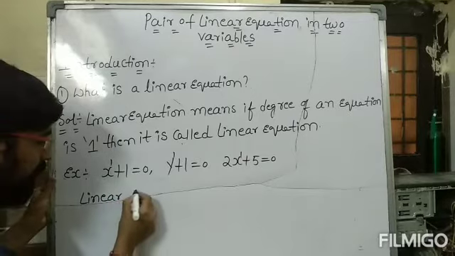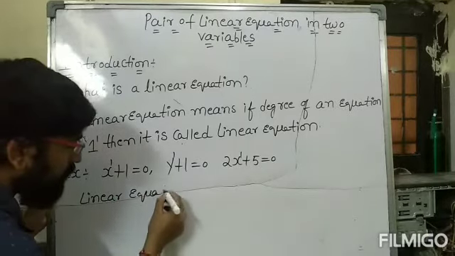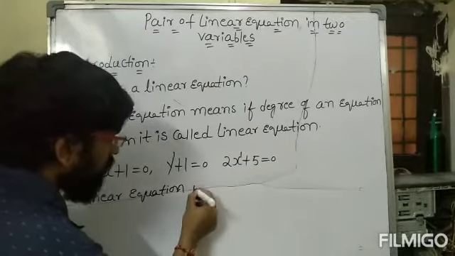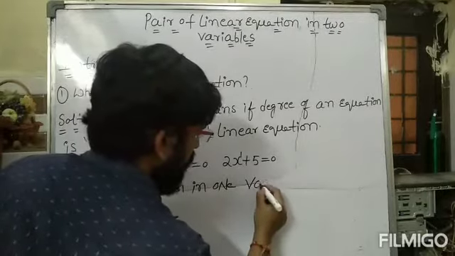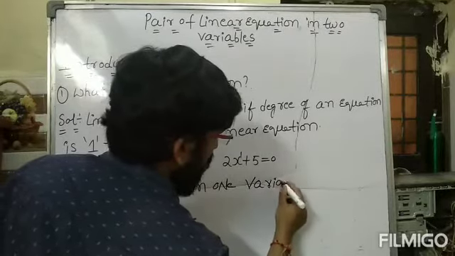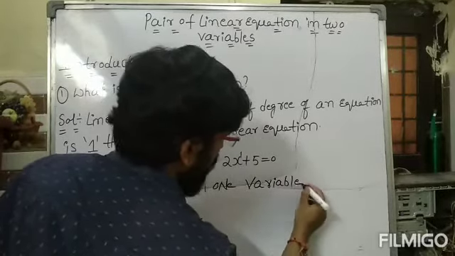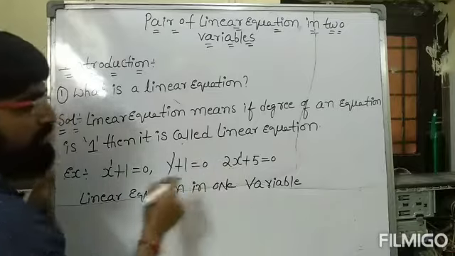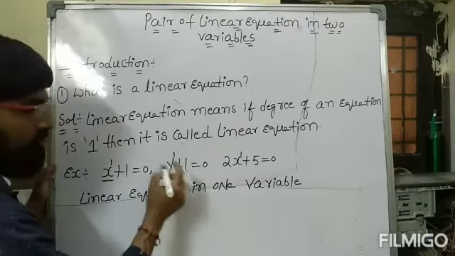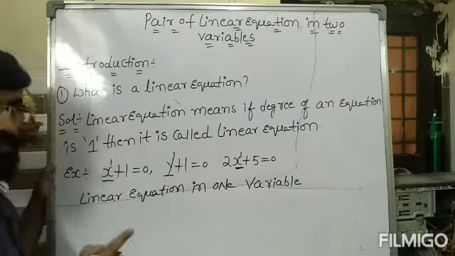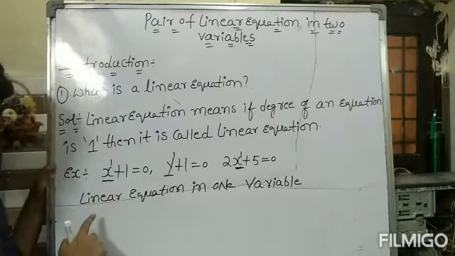Linear equation in one variable means x is one variable, y is also one variable. Here x is only one variable, and this is y, one variable. When an equation has only one variable, it is called a linear equation in one variable.